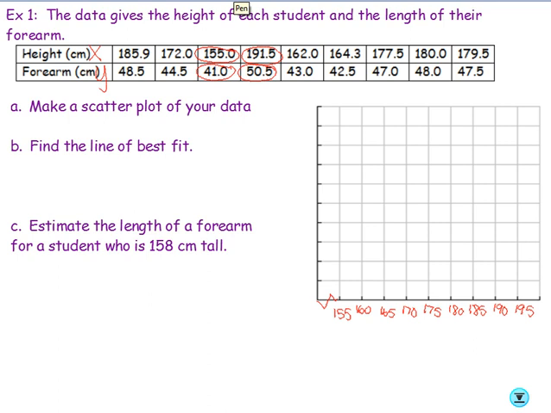So I want to start counting at 41. So I'm going to make my break again. 41, and just start counting by ones. All right, so now that we have all of our values written, now we have to do our labels. The x-axis, we just look back at the label on the table. It was height in centimeters. Our y-axis was forearm in centimeters.